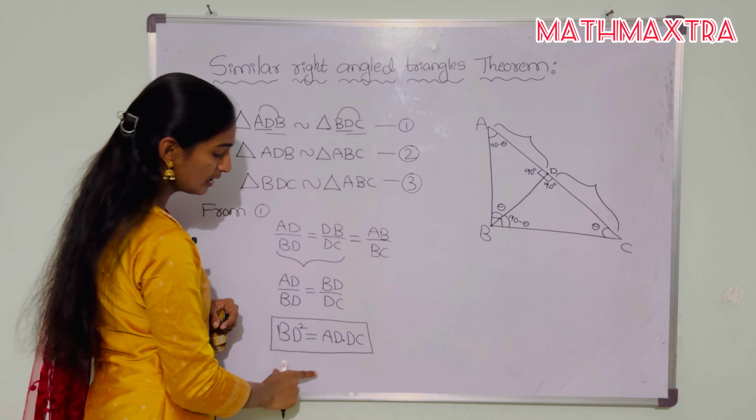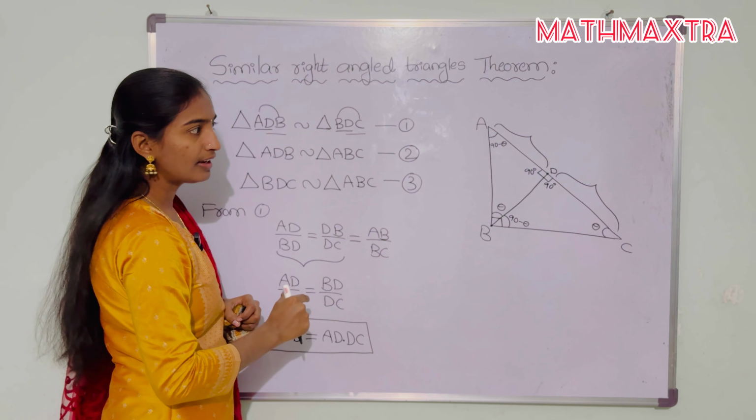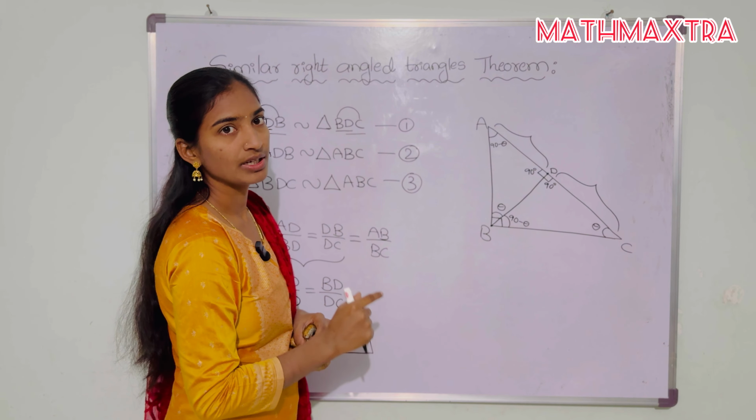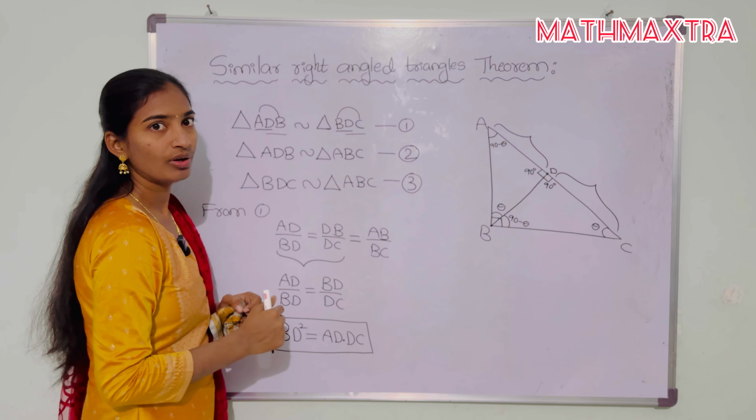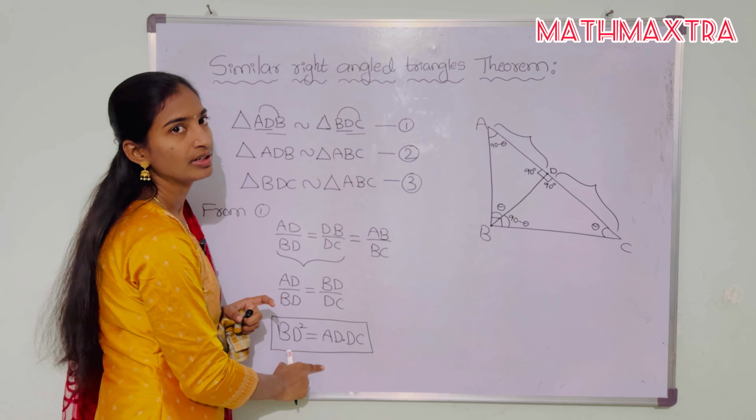So what is the relation? The square of the perpendicular is equal to the product of the parts of the hypotenuse. This relation is very important while solving the problems in this chapter. Try to remember this relation, and we will conclude three more relations from the other triangles. So from these two, we have drawn this one relation, and we will conclude two more relations from the other similar triangles.